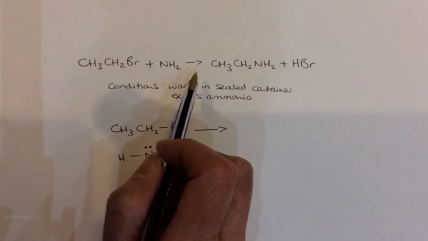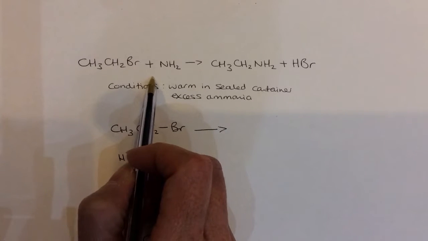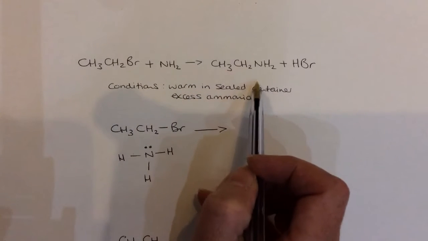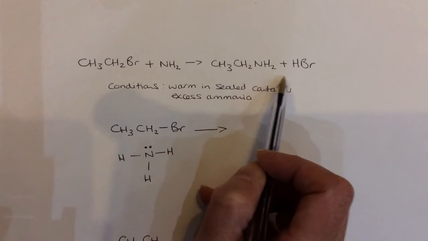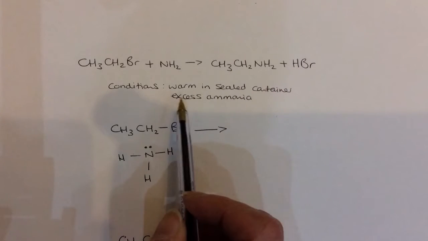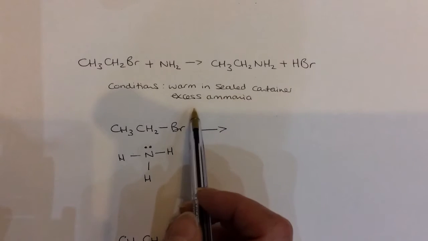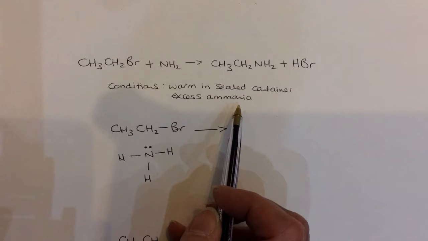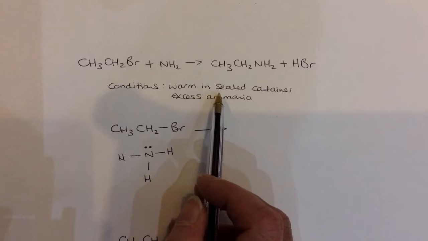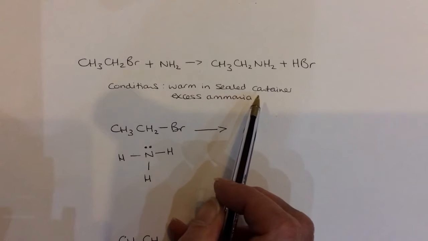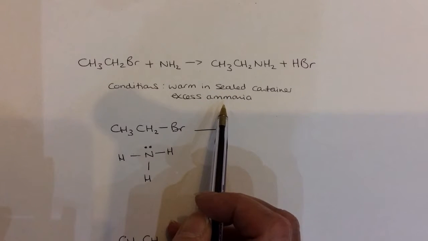The overall reaction is as follows, where you form your amine and hydrogen bromide. The conditions are that you warm it in a sealed container with excess ammonia. You might want to think about why it's in a sealed container and why we use excess ammonia.